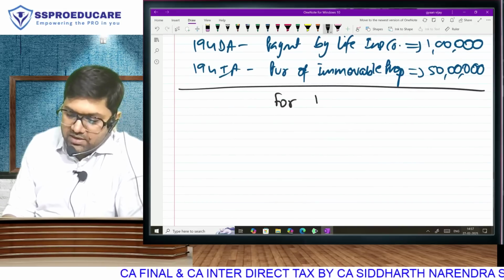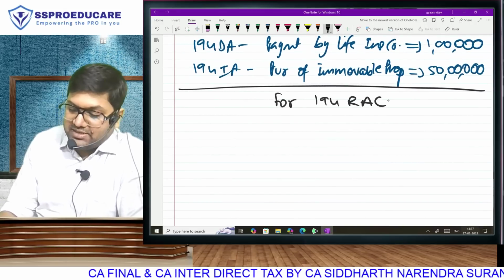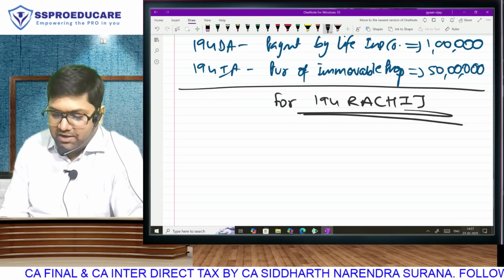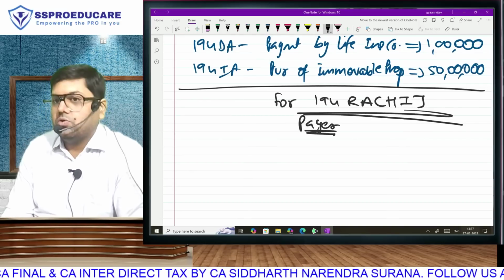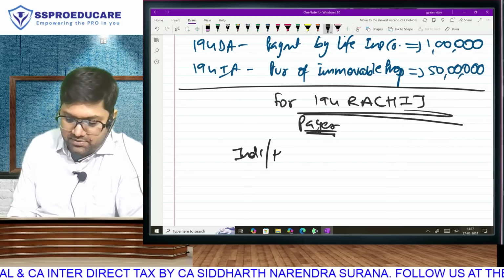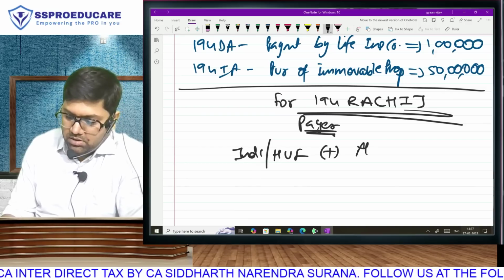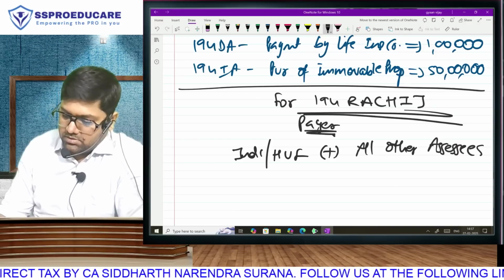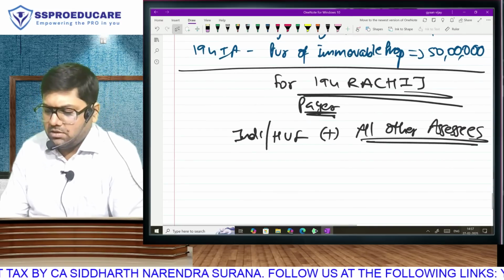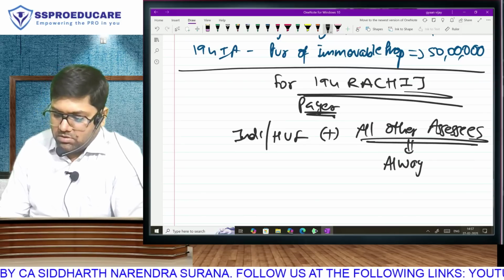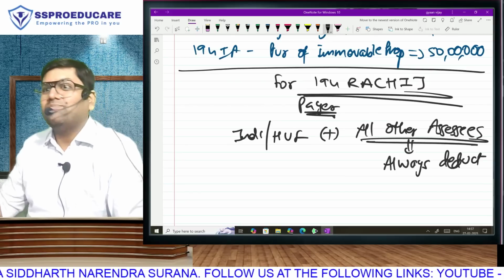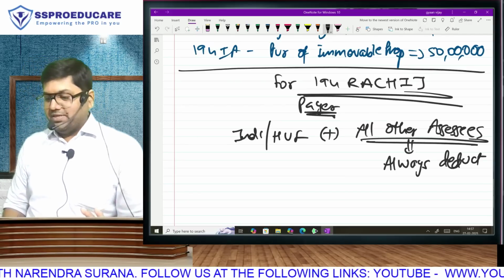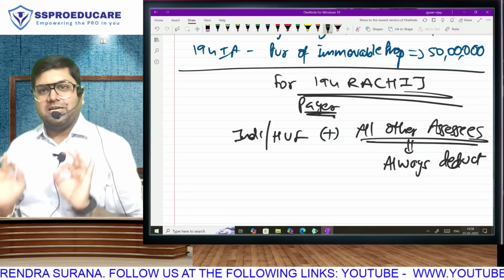That means, what are we effectively going to do? For 194R, our target is 194R, but the same definition is applicable also for the others. When we are checking the payer, what to do? We will take individual HUF and we will take all other assessees. All other assessees will cover company, firm, LLP, etc. They have to always deduct. Of course, we will see the monetary limit, other conditions, but in the definition of payer, they are always covered. Means this point won't grant them immunity. Company, firm has to deduct TDS.